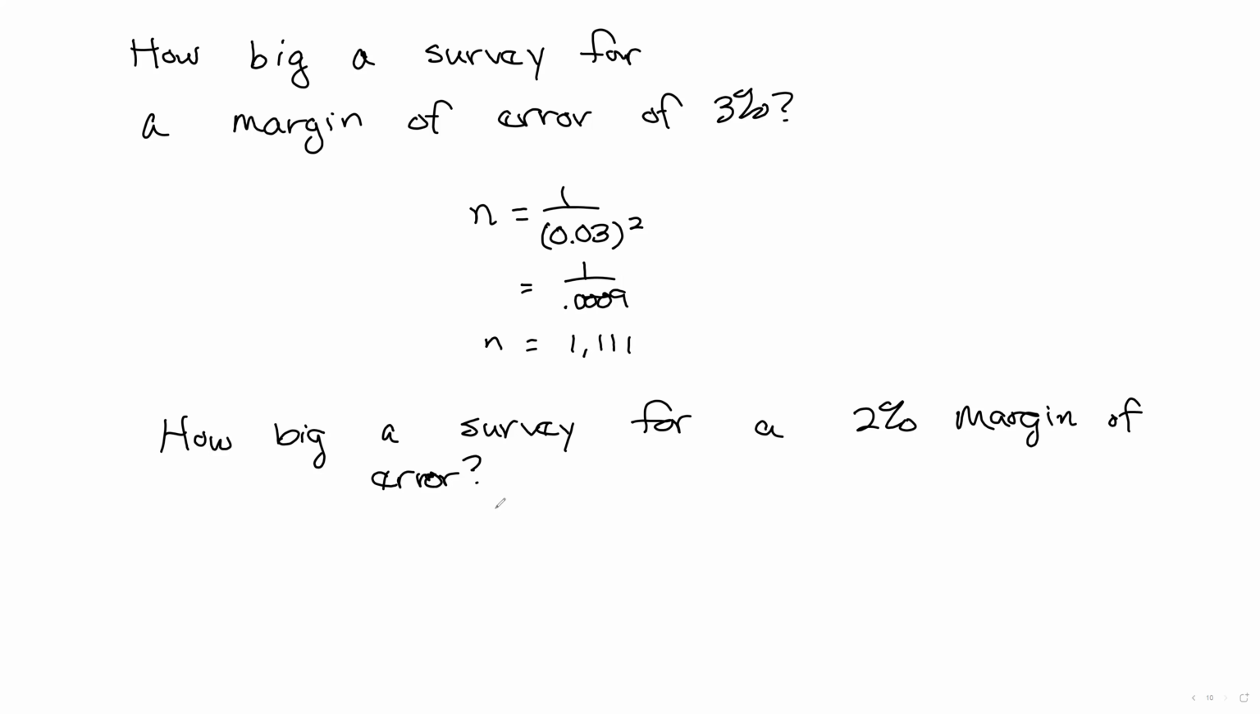If you want a smaller margin of error, that means a more accurate survey, and you're going to get a more accurate survey with a larger sample. All right, and so we get n equals 1 over 0.02 squared. So we've got 1 over 0.0004, which is 2,500. The end, that's it. That's how easy it is to use this formula. I think that's really cool.